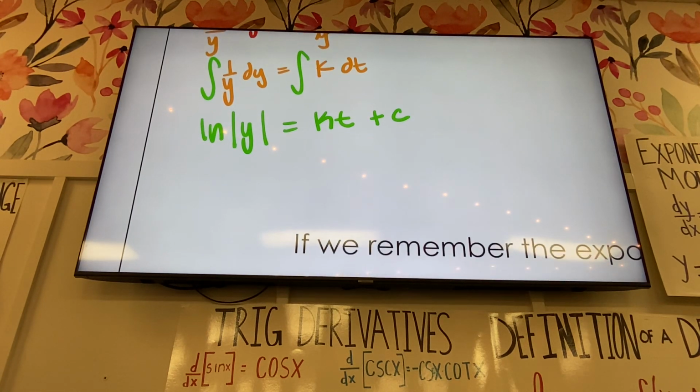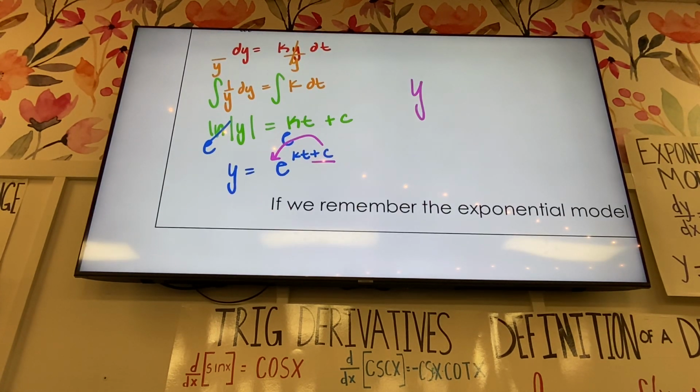Okay, so now I'm going to solve for y. So how do you get rid of the ln? You e. So then you get y equals e to the kt plus c. And for whatever reason, they don't normally like having the plus c up in the exponent. Where are they going to put it? In the front. And that's going to give you your solution, y equals ce to the kt.